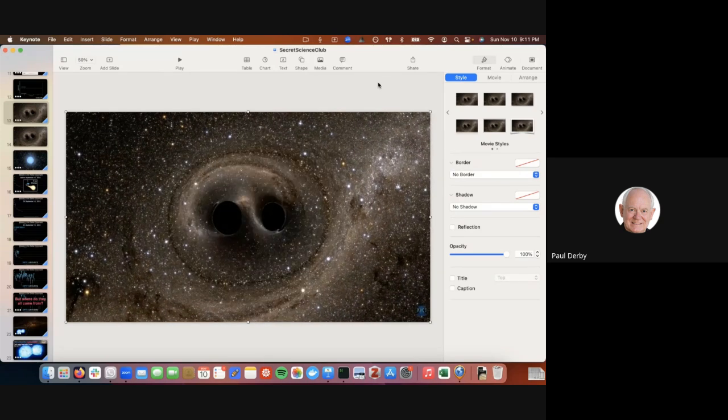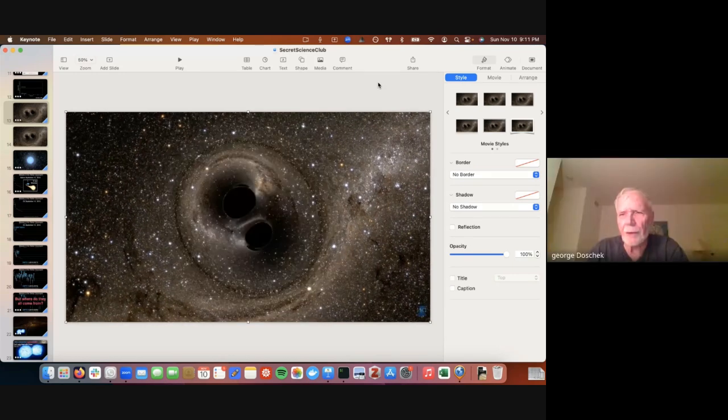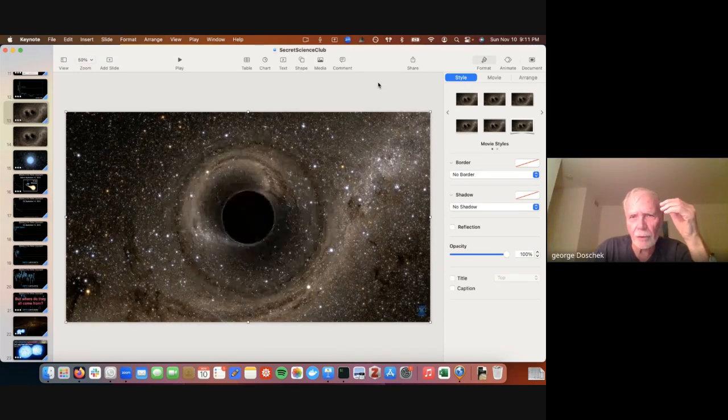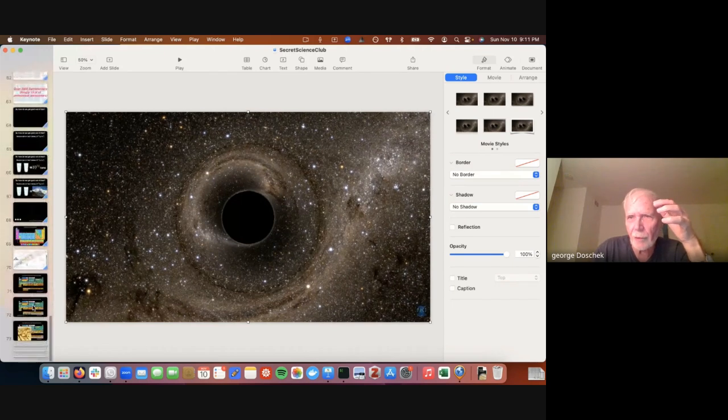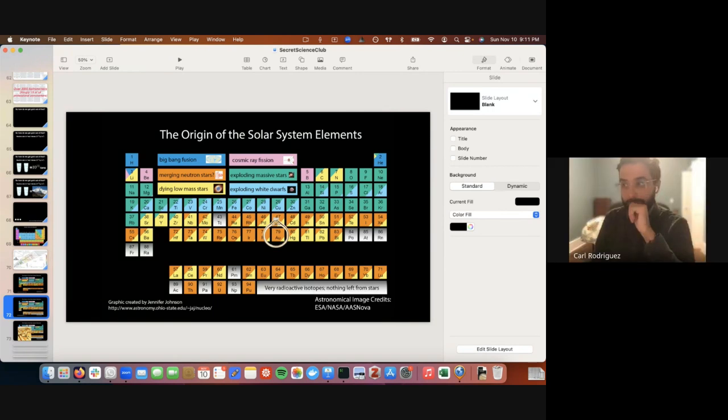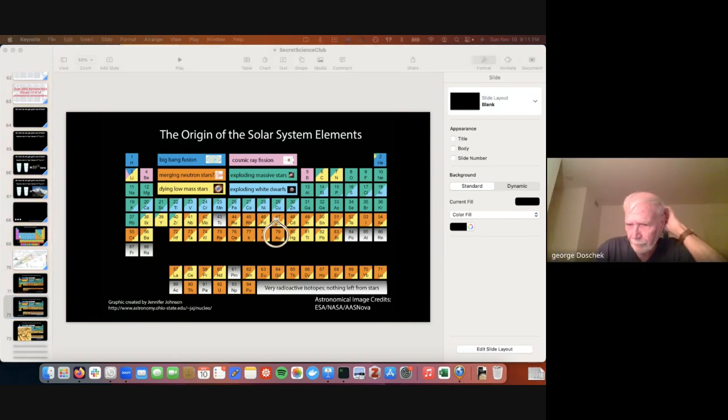George, go ahead. Yes, in your origin of the elements, you have low mass stars producing really heavy elements. How does that happen since you really can't do fusion beyond iron? With low mass stars, you mostly form carbon and nitrogen. So how do they make even heavy elements like lead?